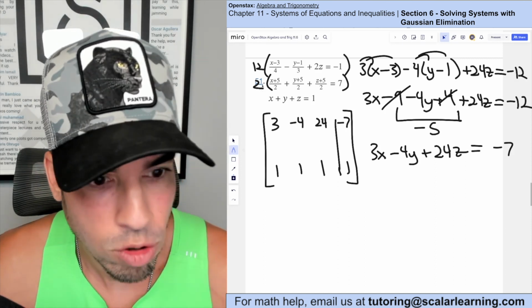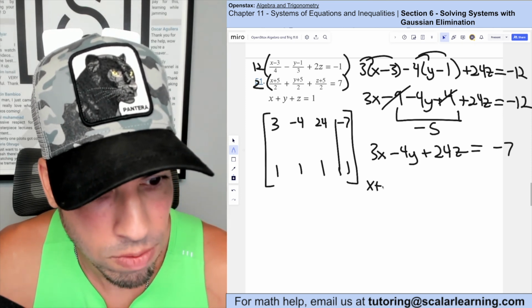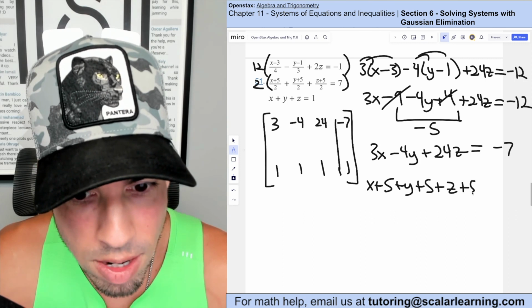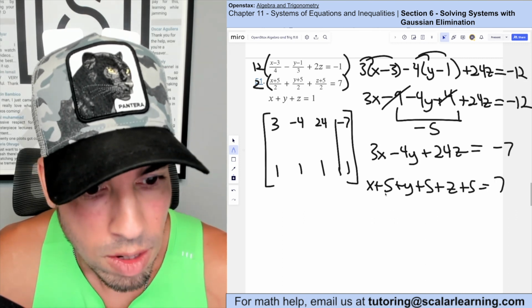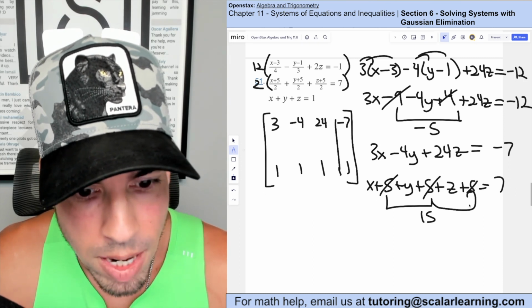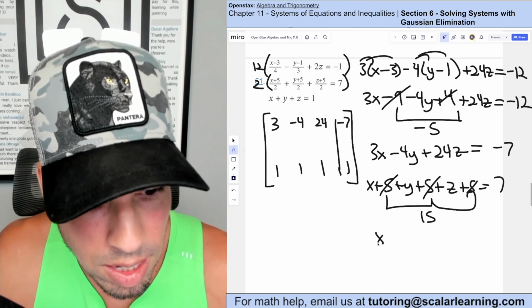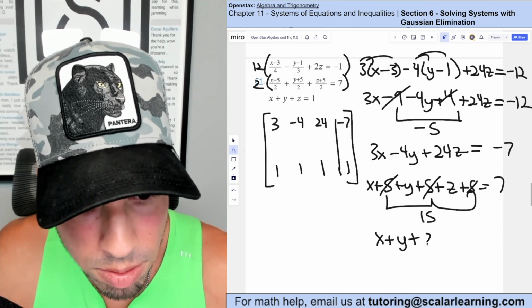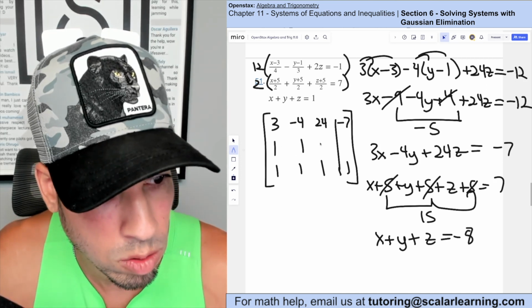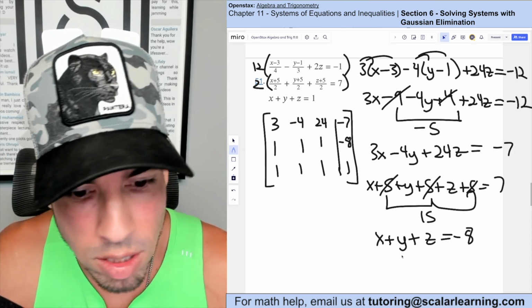Okay, then when we distribute that 2, we got x plus 5 plus y plus 5 plus z plus 5 is equal to 7. Add 5, 5, and 5, and we get 15, right? Minus 15 from both sides, and we get negative 8. So we get x plus y plus z equals negative 8. So that will go in as 1, 1, 1, negative 8. All right, let's clear this out.